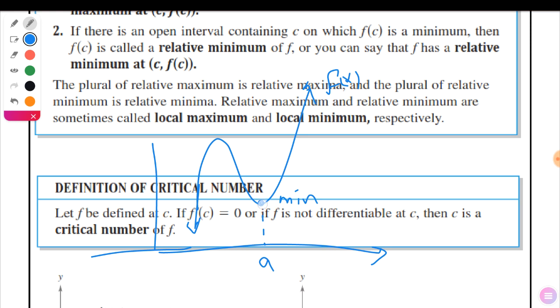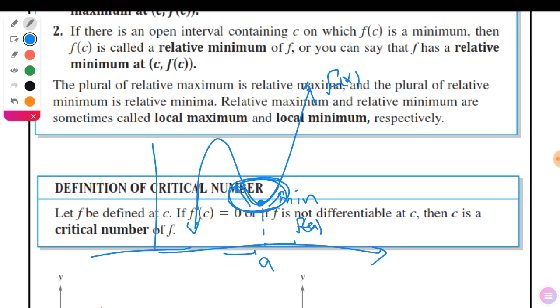Relative means we compare the value of the function f(a) with its neighbors, the values of the function before it and after it. In this case, for all values of x greater than a, the value of the function increases, as you see. And for all values of x less than a, the function is what?